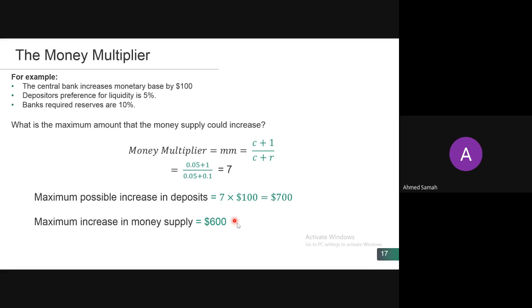Yeah. So the higher the money multiplier, the higher the increase in money supply due to an increase in the monetary base. Also, one thing to remember is the higher the reserve ratio, the lower the money multiplier will be. As you can see, it's the denominator. So when the denominator becomes bigger, this particular money multiplier number will be smaller.